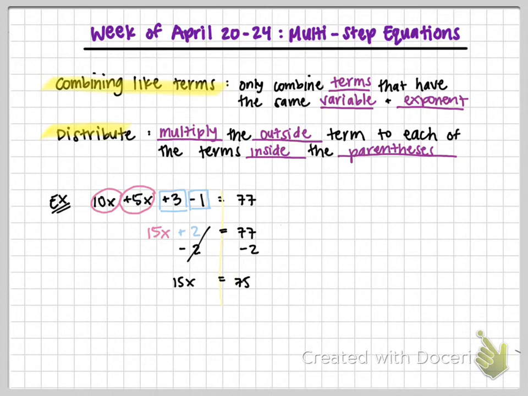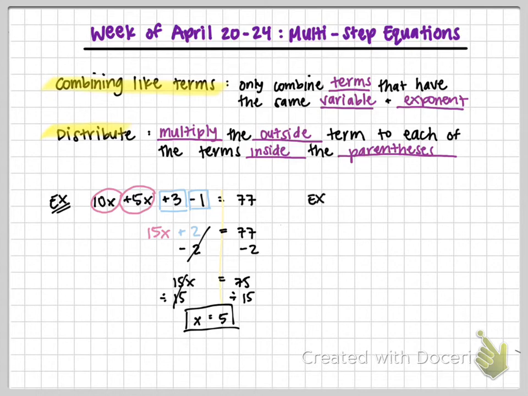15 and x are being multiplied with each other. The opposite of multiplication is division. So I'm going to divide by 15. Whatever I do to one side, I do to the other. Those cancel. So x equals 75 divided by 15, which is 5. So my answer for this multi-step equation is 5. Okay, let's do one more.